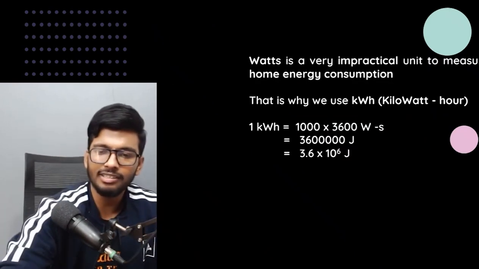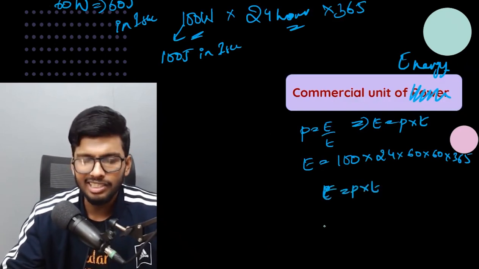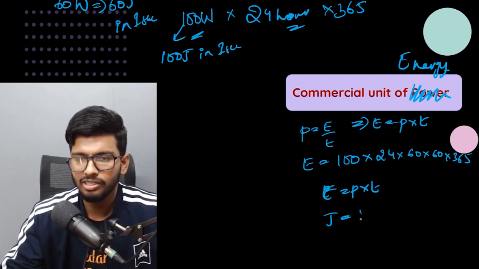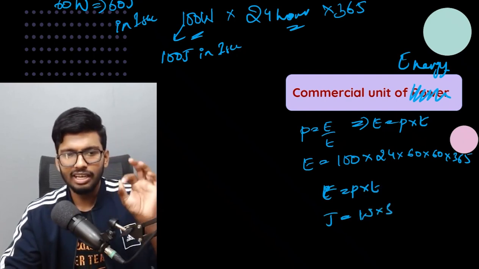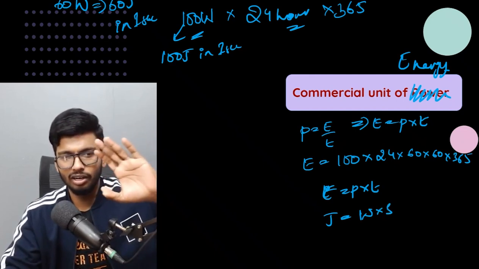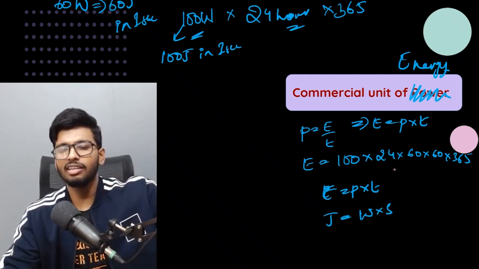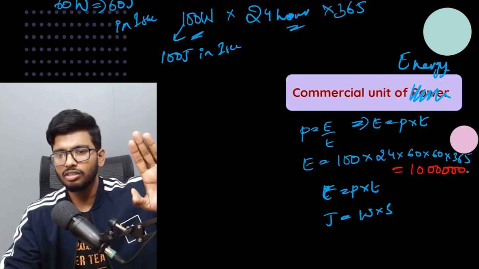So here is the thing, guys. We know that energy is equal to power into time. The SI unit of energy is joules, the SI unit of power is watts, and the SI unit of time is seconds. So all I'm doing is, for example, let's say I'm just giving you a random number over here. Let's say I got it as 1 crore. All right, this is how much? This is 10 lakh. Let's say I got it as 1 crore.